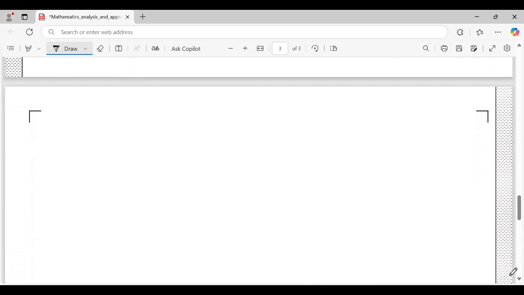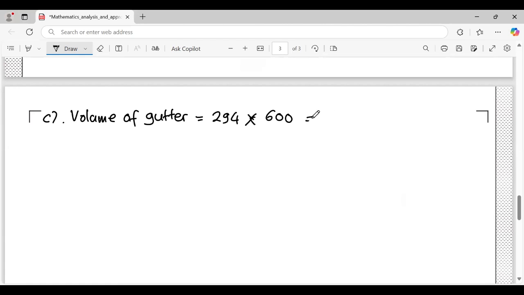Right. The first step, we need to find the volume of the gutter. It is 294 multiplied by 600, because 600 is the length of the gutter. So it is 176,400 centimeters cubed.